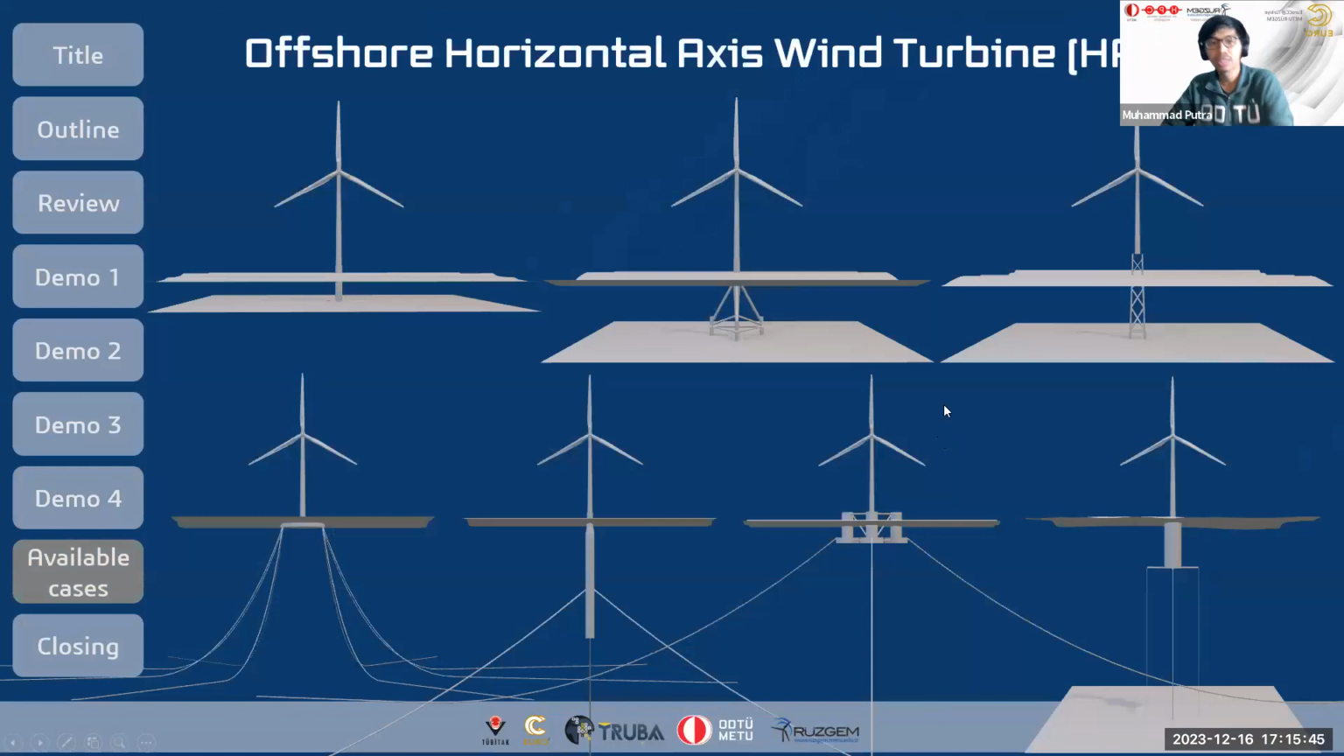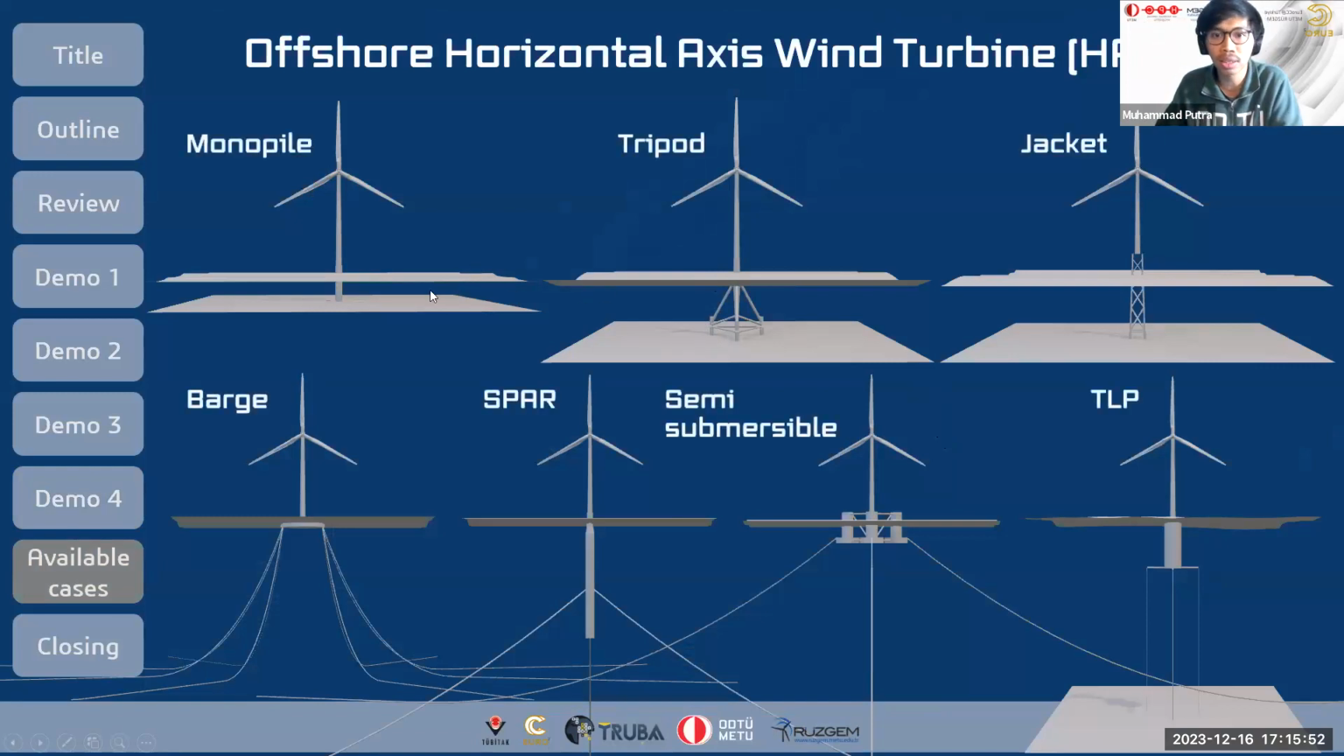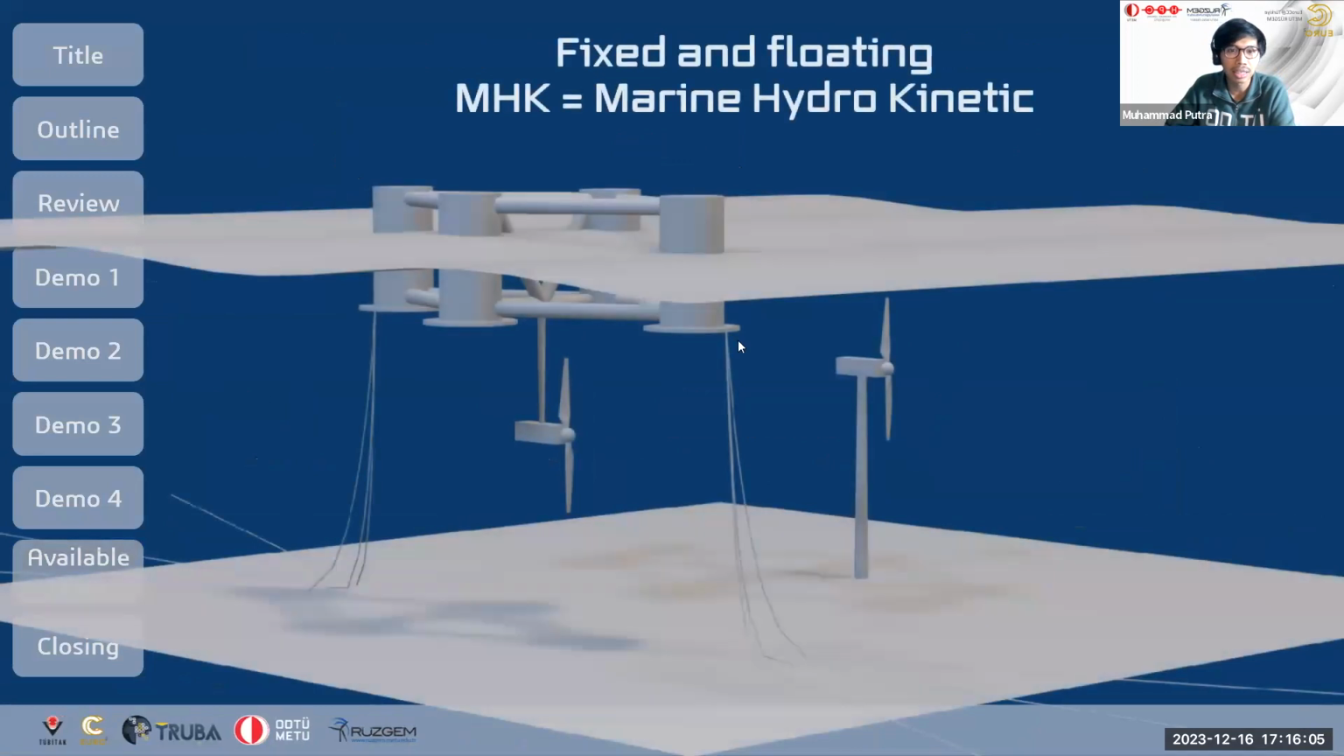Okay, so several test cases are already available inside the OpenFAST repository. This one is for fixed structures. We can see monopile, tripod, jacket, and for floating we have barge, spar, semi-submersible, and TLP. So all of these are available together with some other cases, even this one, marine hydrokinetic. So they start to use OpenFAST not only for wind turbines, but also for other turbines. This one is a floating marine hydrokinetic, and this one is a fixed marine hydrokinetic.